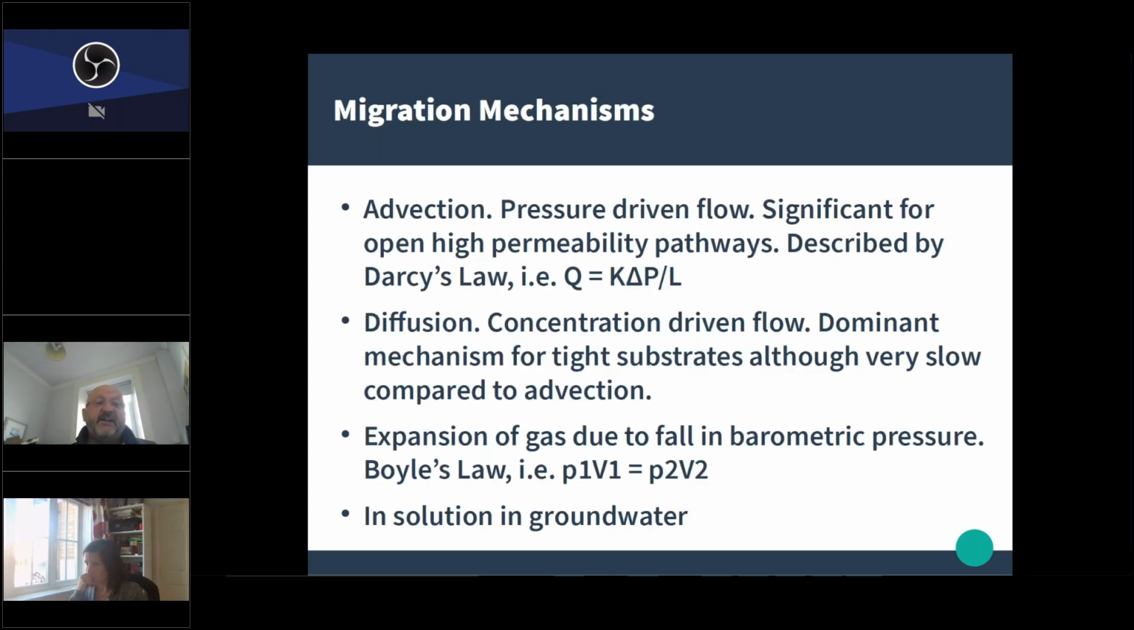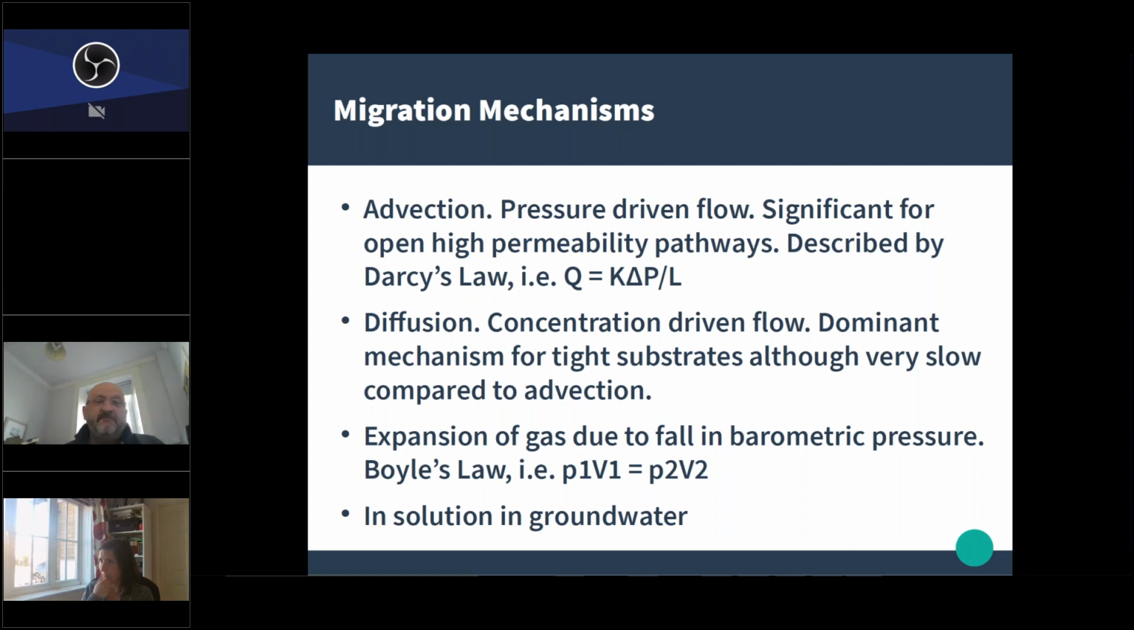So migration mechanisms, essentially there are three. Advection, which is pressure-driven flow. It's flow under a pressure gradient from high pressure to low pressure, and that's often most significant in high permeability pathways. You're talking about gravels, sands, that kind of thing, but not silt and clay. And it's driven by Darcy's law. And anyone that's done any groundwater modelling will be familiar with that. So what that's saying there is that the flux Q is equal to the pressure difference over the pathway divided by the pathway length times a constant.